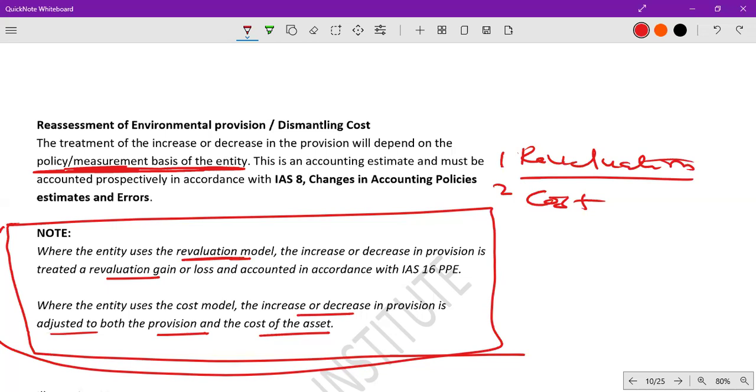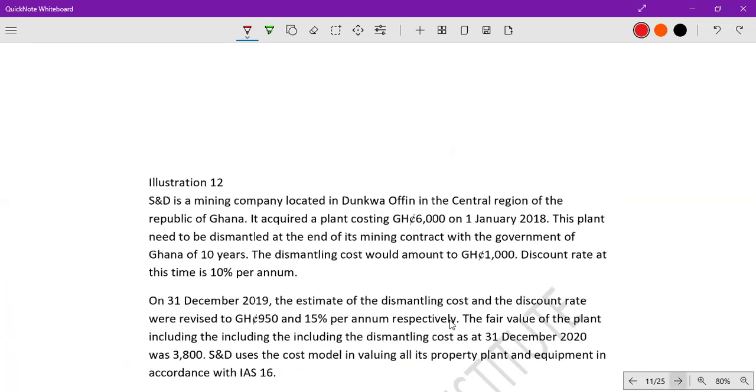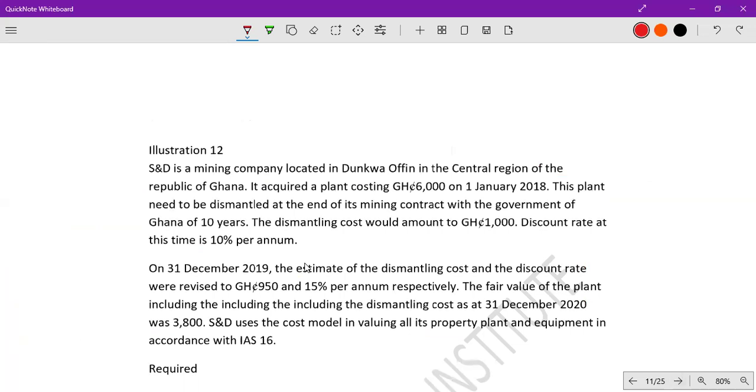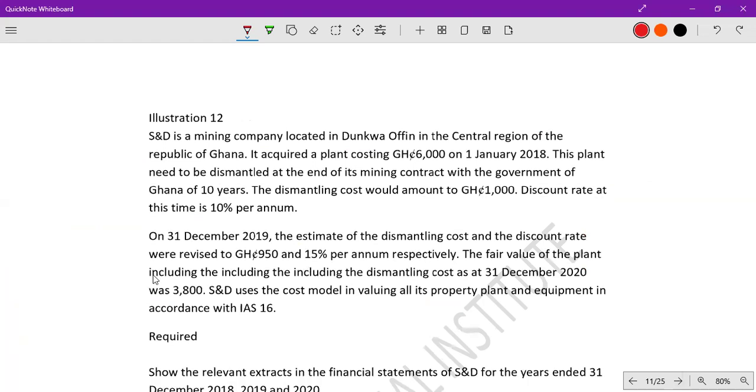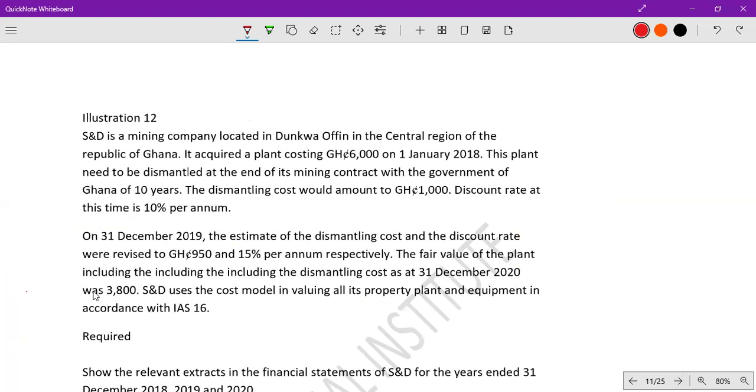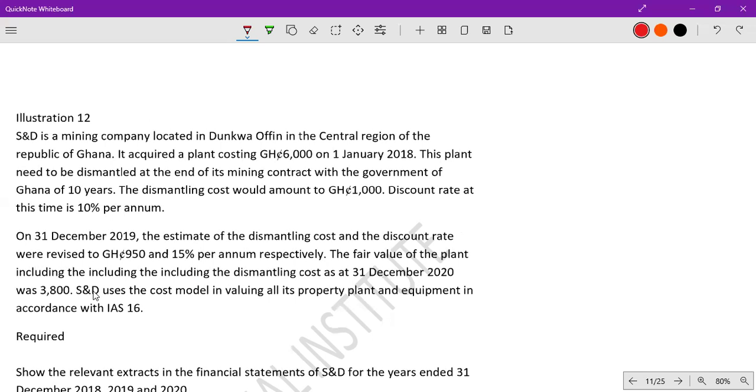So let's take the first question. We are going to solve only one. Question number 12. Question number 13 is for you. It's the same question, just that the measurement basis differs. Somebody should read illustration number 12 for us.